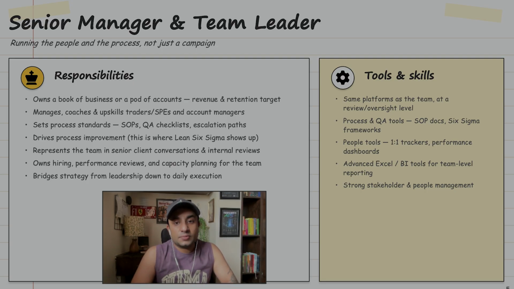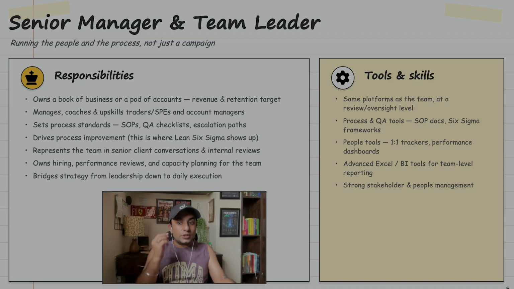Then your responsibilities also include people tools like 101 trackers, performance dashboards, and then advanced Excel and BI tools. So Power BI and Excel are a plus for you. Excel is necessary, and Power BI is a plus for team-level reporting and managing the reporting dashboards. Strong stakeholder and people management is required. That is one skill you should have, being a leader.